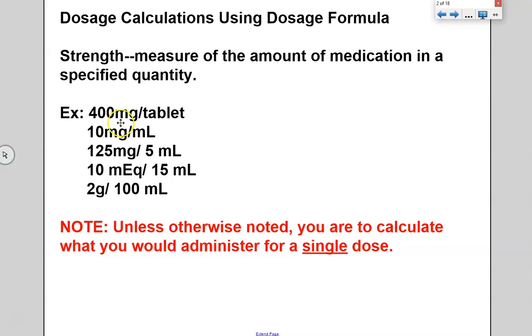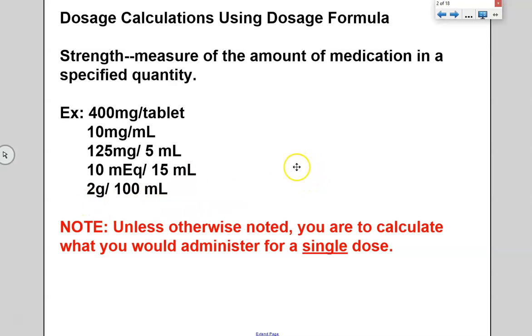For example, this is saying that there's 400 milligrams in a tablet, or here they're saying there's 10 milligrams in 1 milliliter. Notice there's no number here, but if you don't see a number, it's understood to be 1. This one here may be new to you: milliequivalents. Like there's 10 milliequivalents in 15 milliliters, or this last one, 2 grams in 100 milliliters.